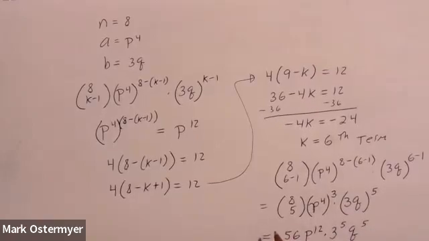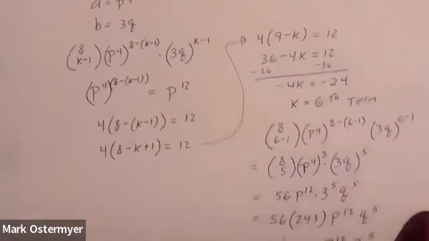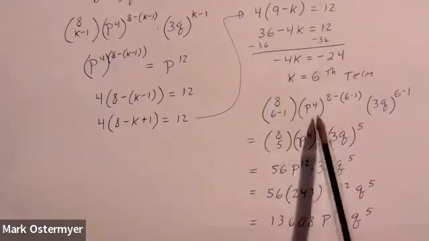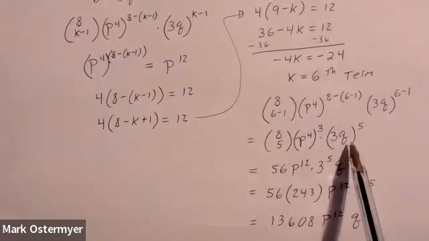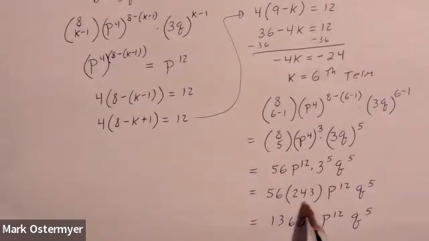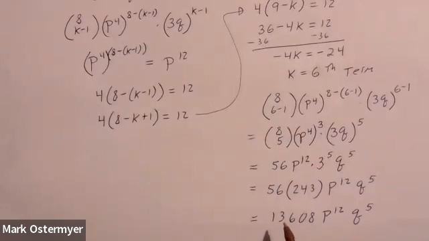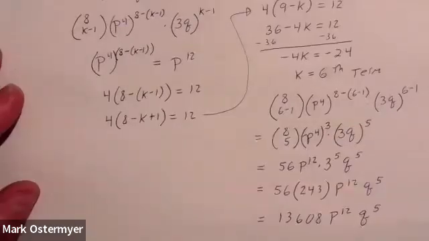Now to actually find the 6th term, knowing that n is 8 and k is 6, first term is this, second term is this. All we got to do is put things into our formula. So we put things in our formula here, and we can actually crank out the 6th term. And when you're done, you do get, for the coefficient, a large coefficient, 13,608 times p to the 12th, q to the 5th. Did anybody persevere to the end and get that? Yeah. All right, so we did get that there.